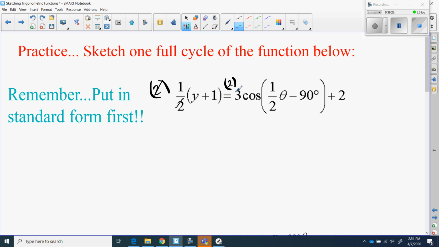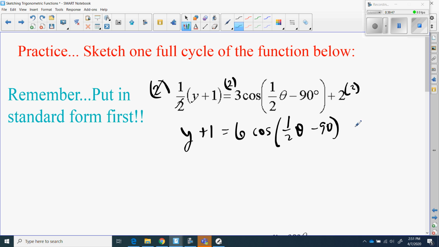Now, here's what students do wrong. They say, oh, there, I multiplied by 2. Well, that would take care of this one, but you also have to multiply this one by 2. Then everything's getting multiplied by 2. So then it becomes y plus 1 equals 6 cosine of a half theta minus 90, and then plus 4. Getting closer.